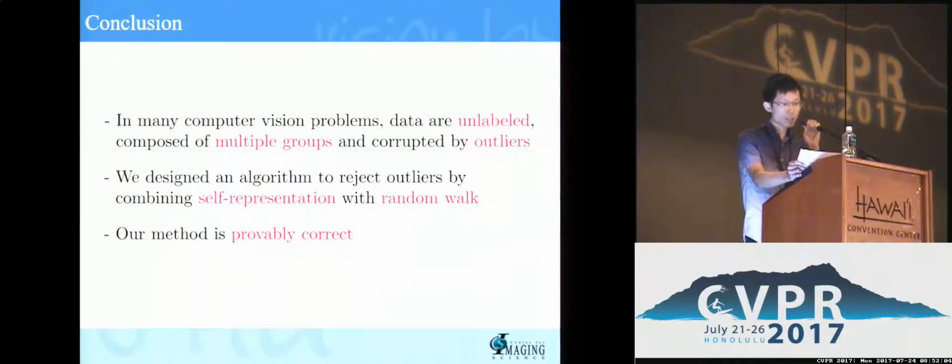In conclusion, in computer vision, we have a large amount of unlabeled data which are often corrupted by outliers. And in this work, we have designed an algorithm to reject those outliers in a union of subspaces.